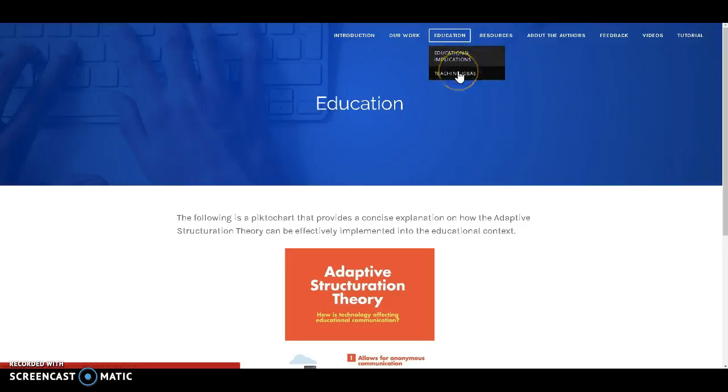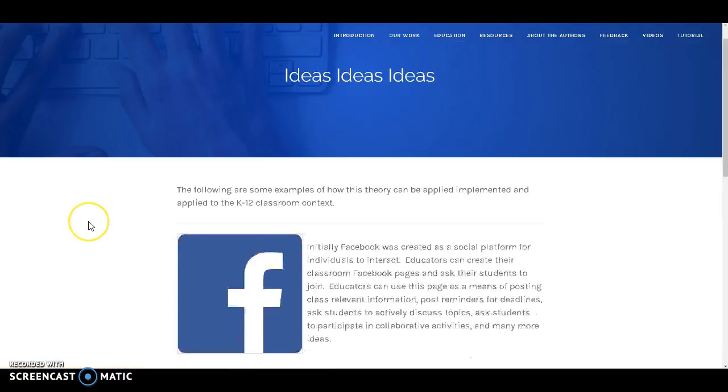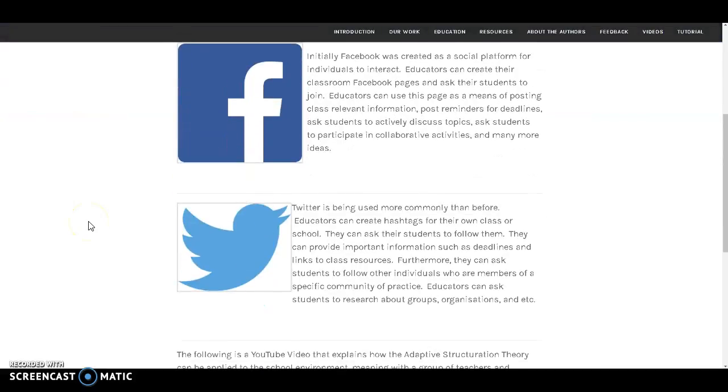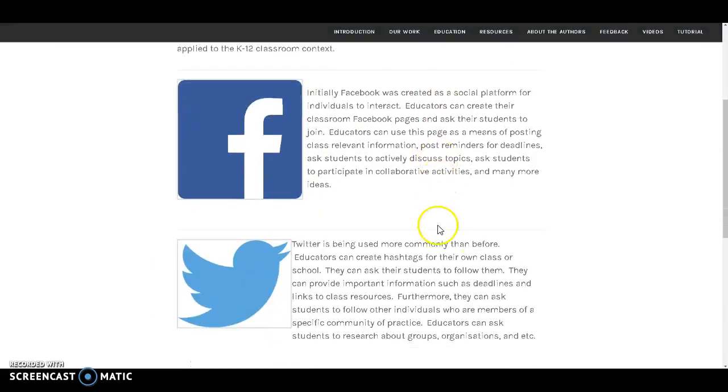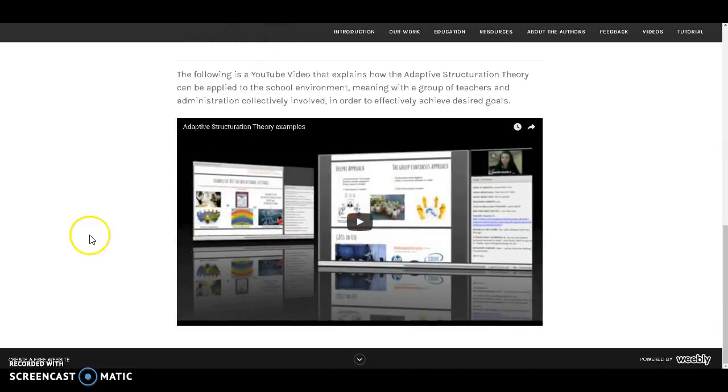Then after that page, you also have the teaching ideas webpage, which basically gives you ideas on how teachers and educators can effectively use various technological tools to aid in a more meaningful learning experience. For example, you can use Facebook, many ideas are given. You can use Twitter, many ideas are given. And on the bottom, you're also provided with a video that's easily accessible on YouTube as well. The video is also there on the webpage, which will basically show how teachers can collectively get together with administration and amongst teachers themselves, and they can effectively achieve the desired learning goals by correctly implementing the adaptive structuration theory within their educational construct, that is.